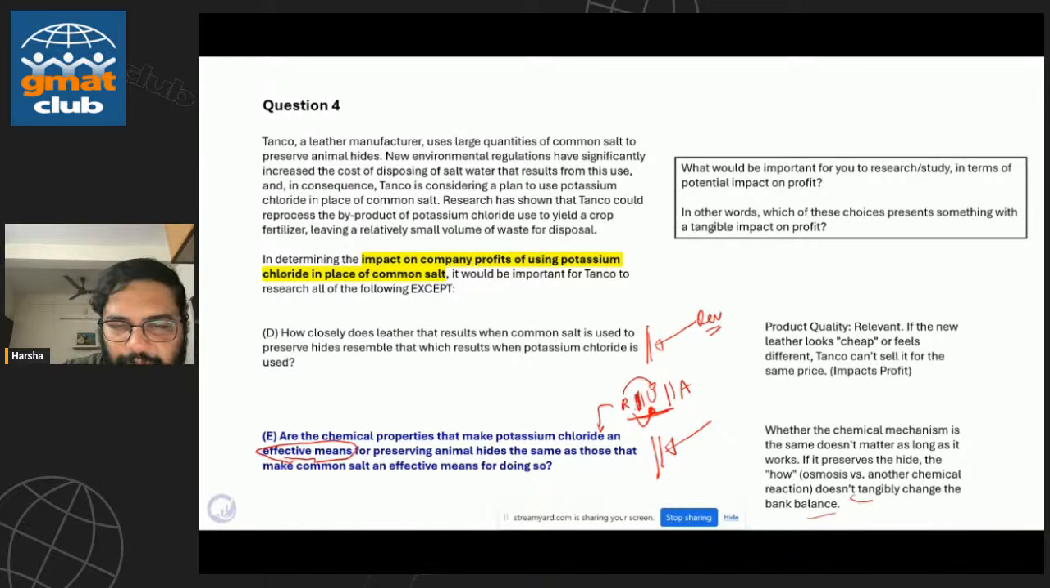This is why I usually take a quick pause after I read to ensure that I've really understood what the choice is trying to say. I don't want to rush this stage. Okay.